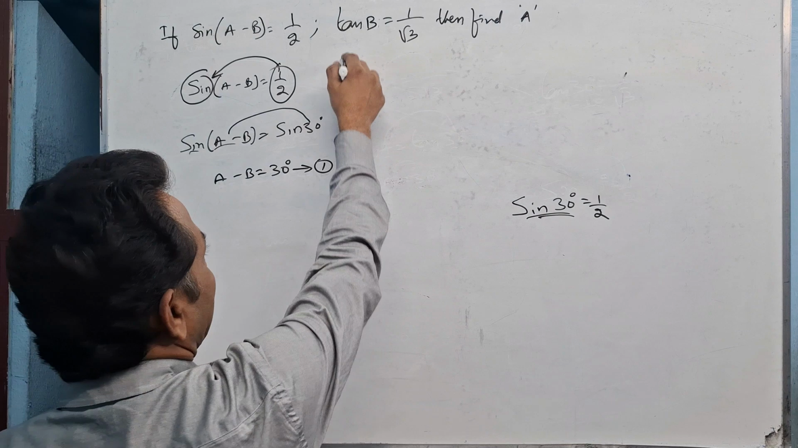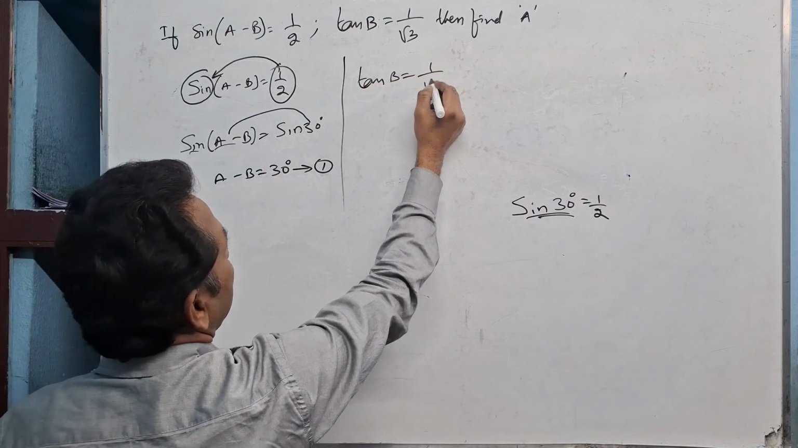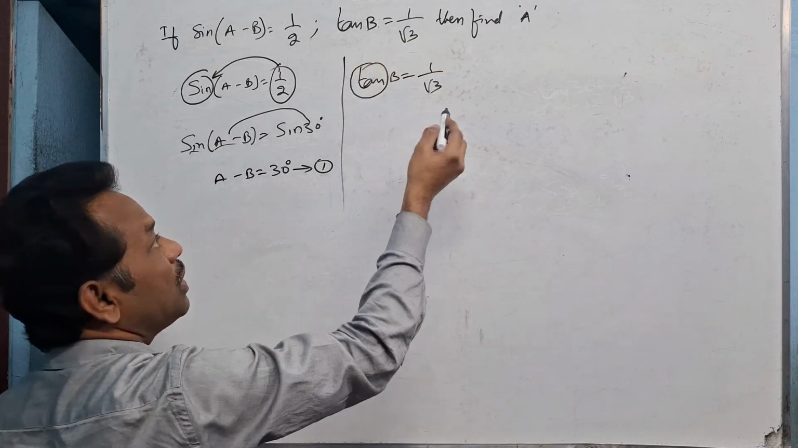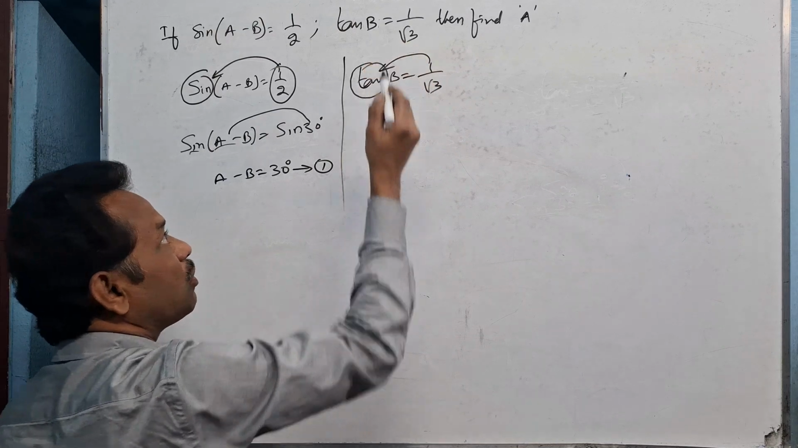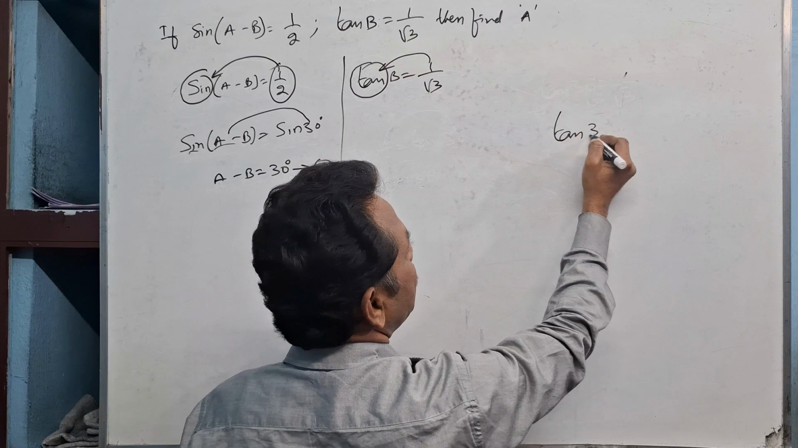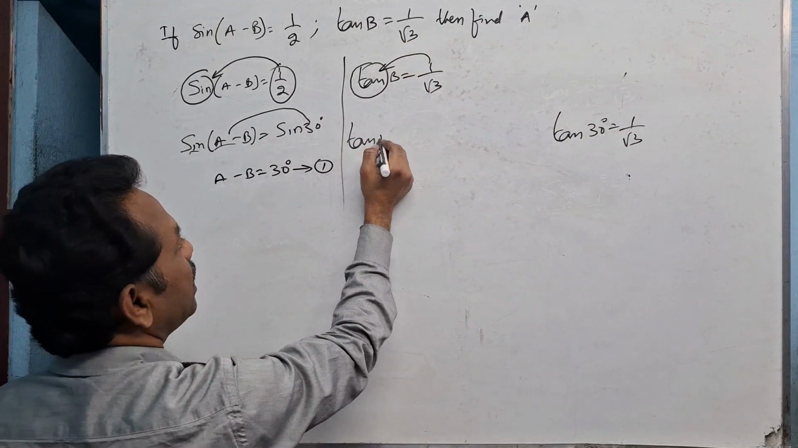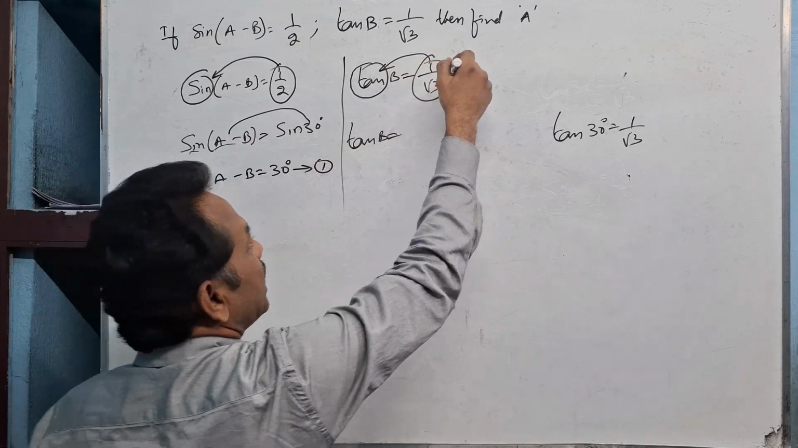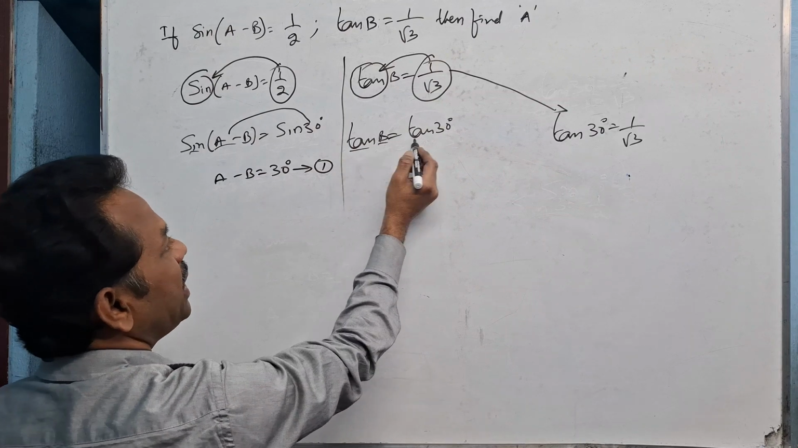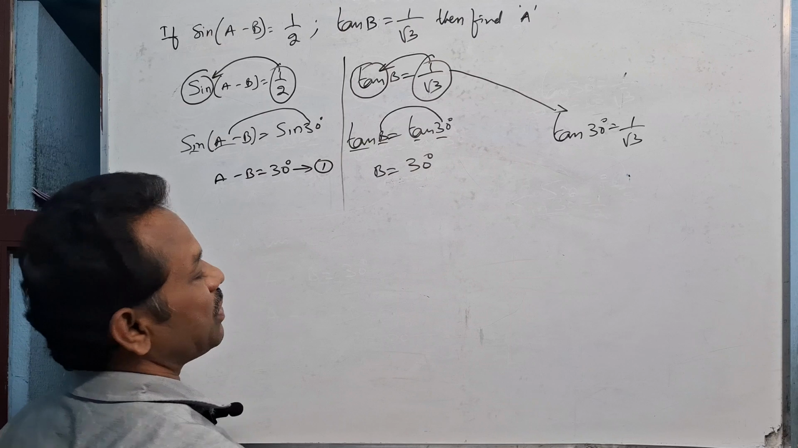Now we'll go for the second condition. Our second condition is tan B equals 1 by root 3. So here my trigonometric ratio is tan. Let me express 1 by root 3 in terms of tan. We know that tan 30 degrees equals 1 by root 3. So I can write tan B equals tan 30. The value of B is 30 degrees.